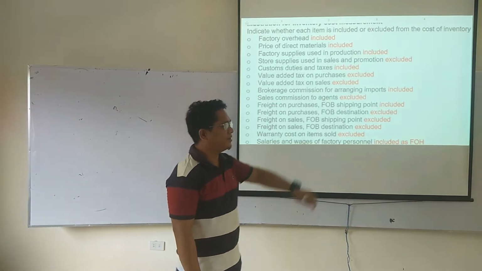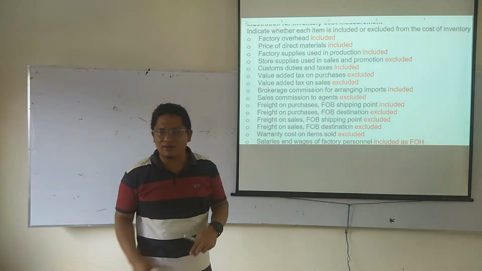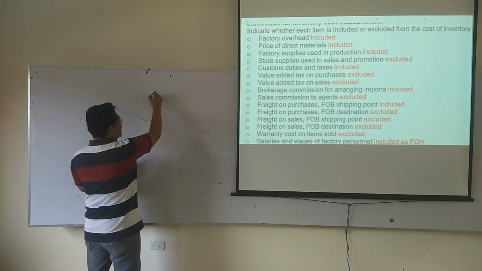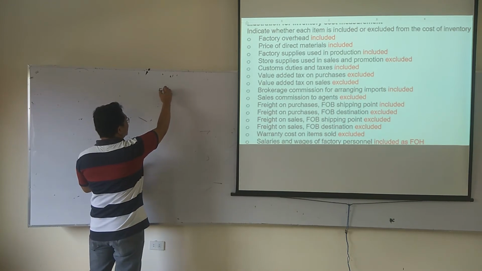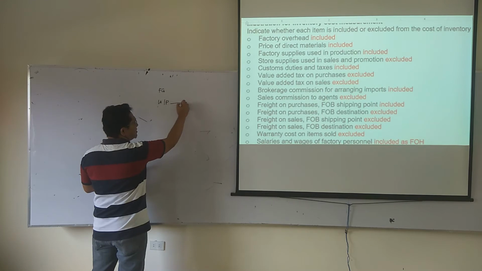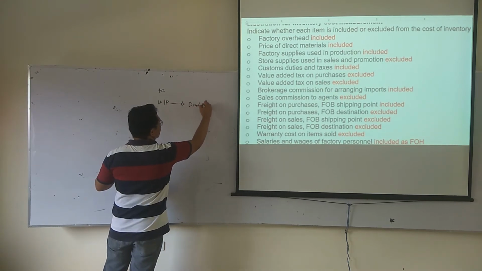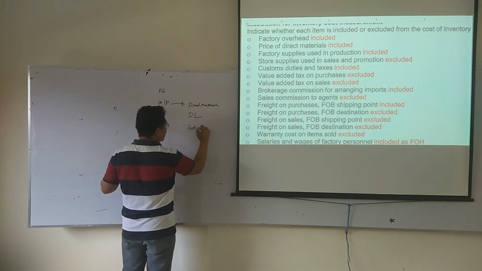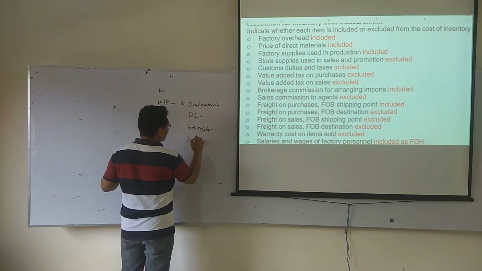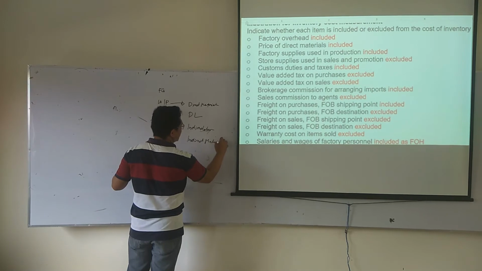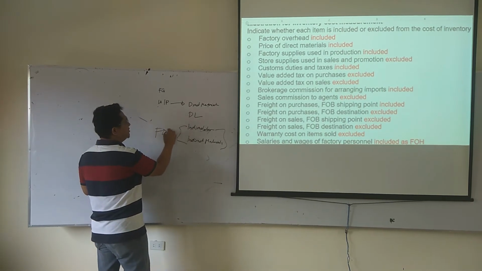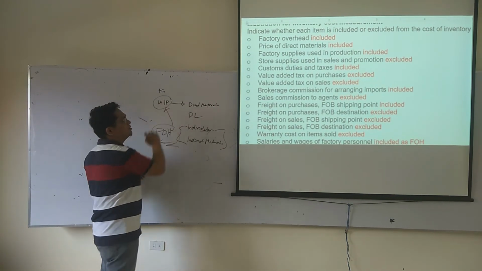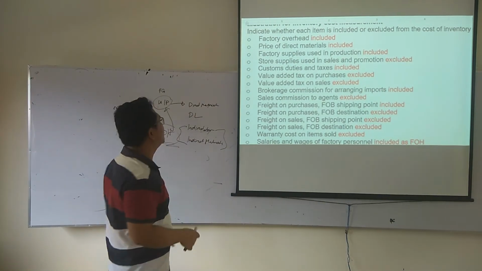Inventory part 2. So we have here, should we include or exclude the item as part of the cost of the inventory? 1. Factory overhead. It says included because, as discussed, inventory includes your finished goods and work in process. And this work in process includes direct materials, direct labor, indirect labor, and indirect materials. So these two form your factory overhead. So WIP is part of inventory and factory overhead is part of your WIP. Therefore, factory overhead is included as part of your inventory.